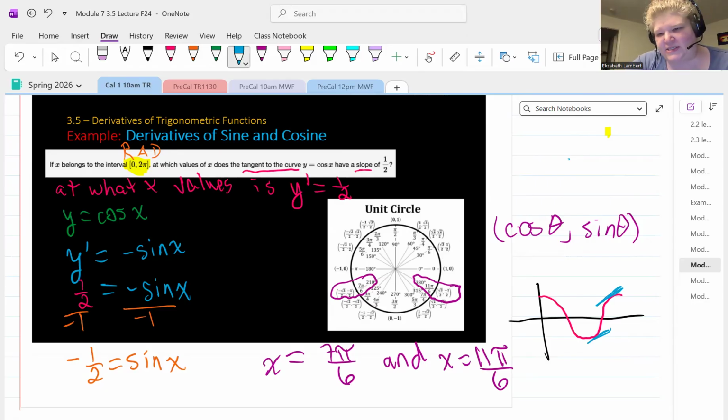7 pi over 6 is close to pi at the bottom. 11 pi over 6 is close to 2 pi at the top.